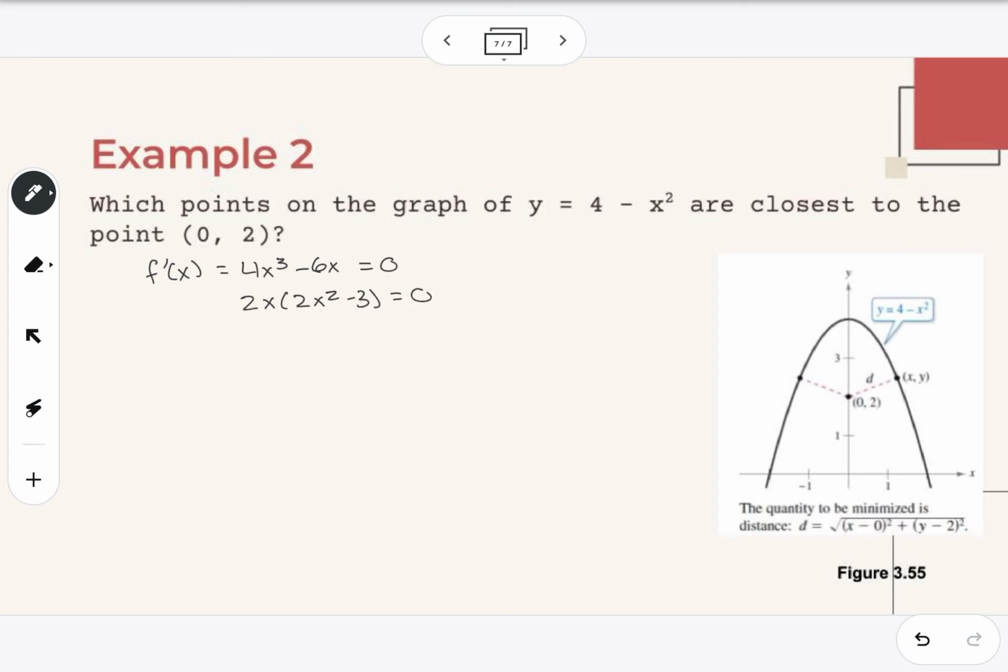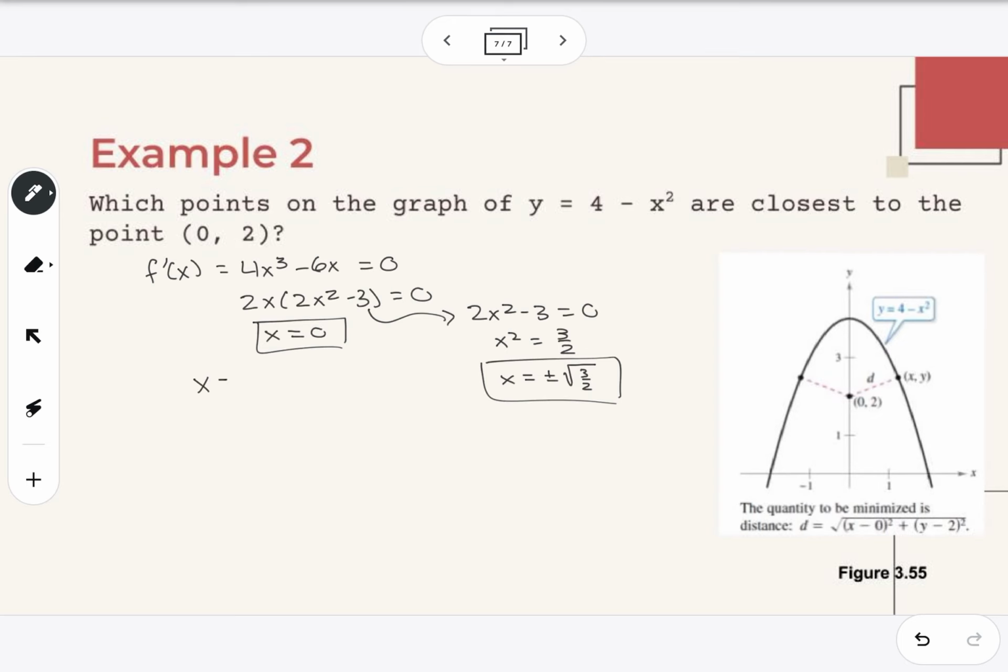That's going to equal 0, so x could possibly equal 0. Or if I set this piece over here, 2x squared minus 3, equal to 0, you would get x squared equals 3/2. So x would equal positive or negative square root of 3/2. So these are going to be your, well, rather 3, right? Because I have positive and negative, your 3 critical numbers. X is going to equal 0, square root of 3/2, or negative square root of 3/2.